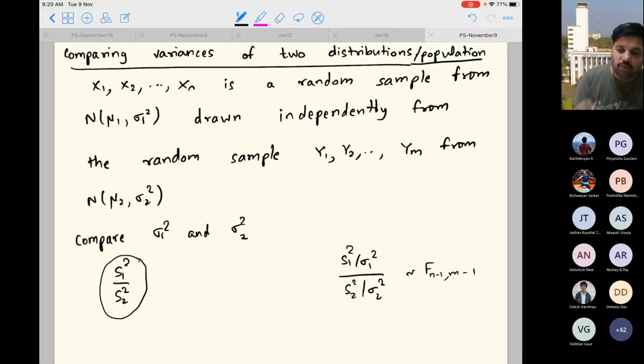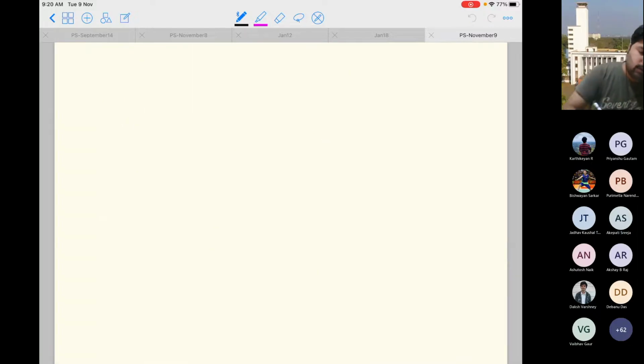One thing that you have to see here is s1 square by sigma 1 square. So if I had n minus 1 times s1 square by sigma 1 square, consider this random variable, s1 square by sigma 1 square.